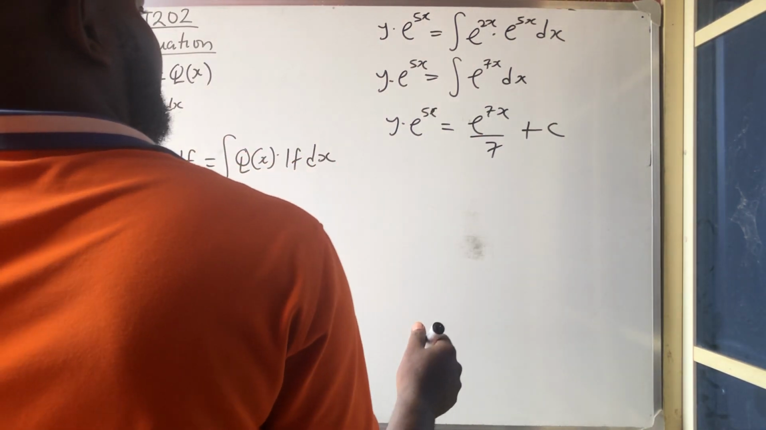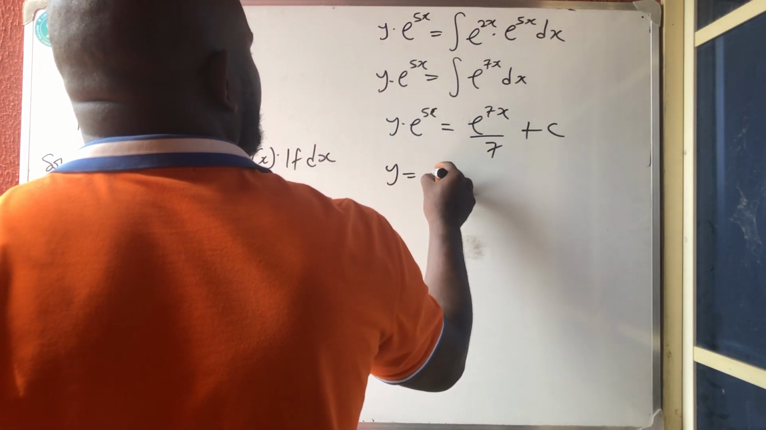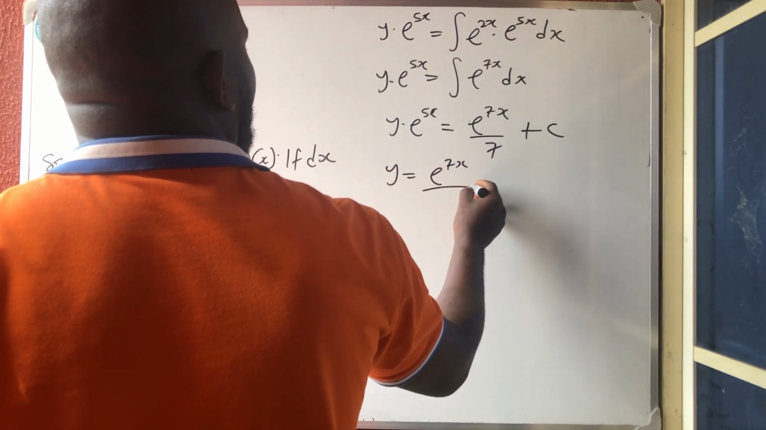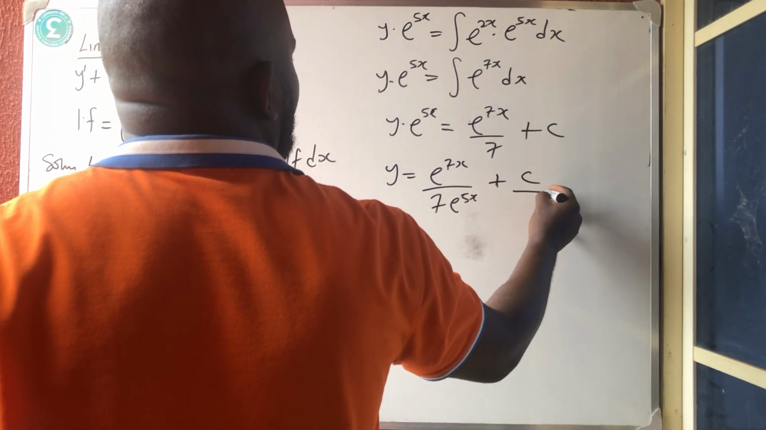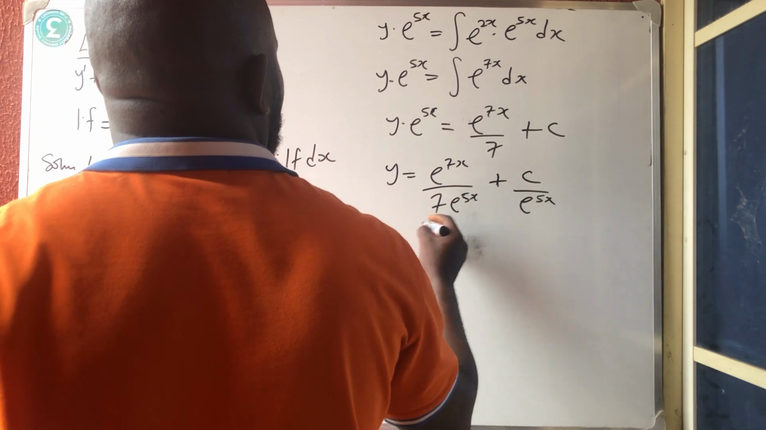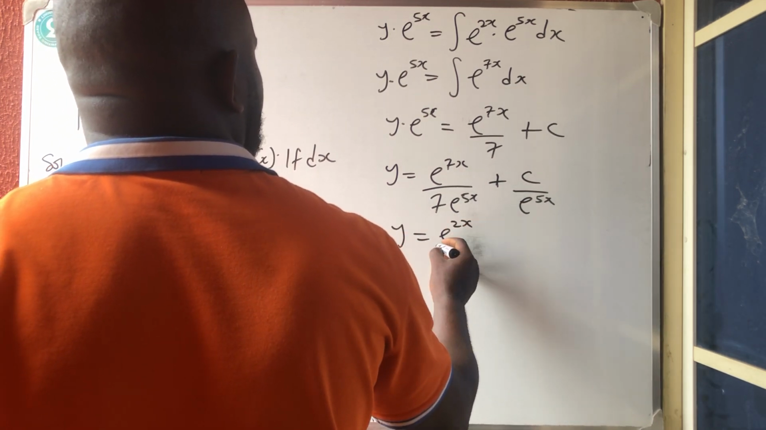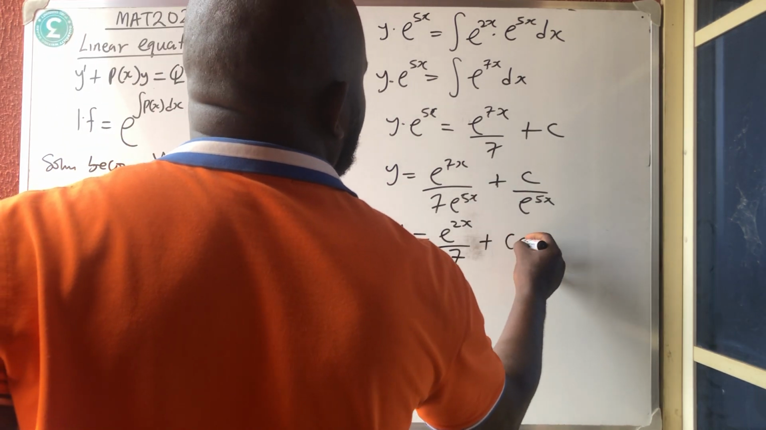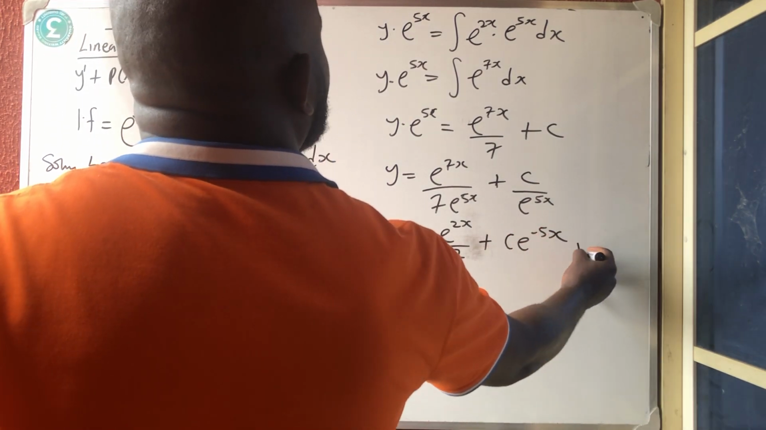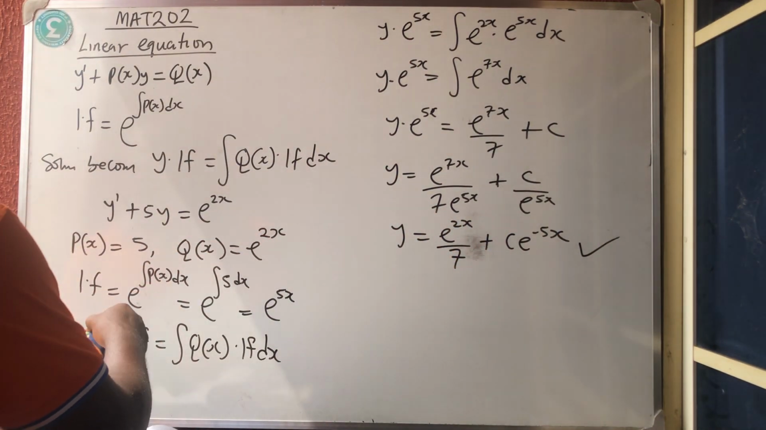You can decide to divide everything by e raised to the power 5x so that y can stay alone. So y is equal to e raised to the power 7x all over 7 e raised to the power 5x, plus c over e raised to the power 5x. So I have y is equal to e raised to the power 2x over 7, because 7x minus 5x is 2x, plus c e raised to the power minus 5x. So this is the solution to that differential equation.